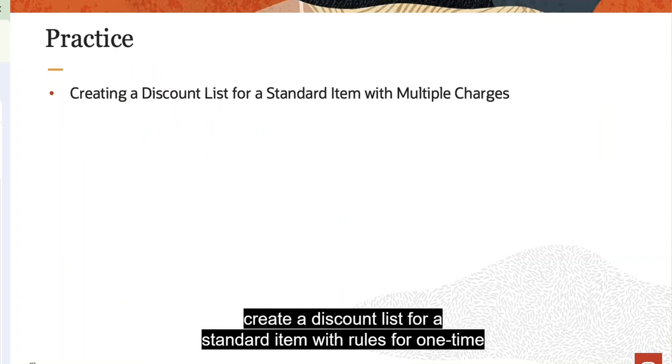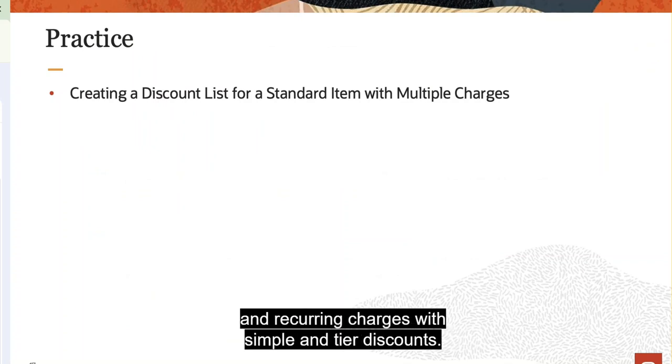In this included student practice, you'll create a discount list for a standard item with rules for one-time and recurring charges with simple and tier discounts.